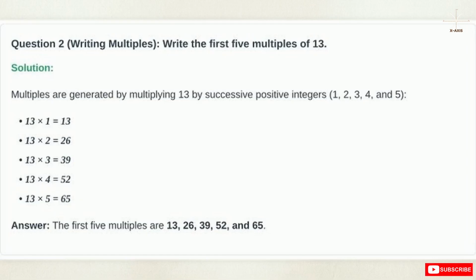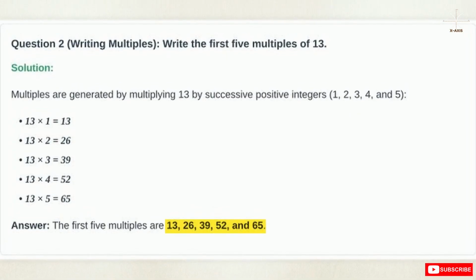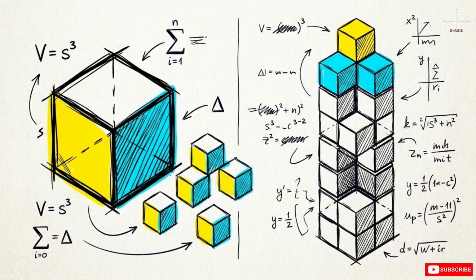This solution shows the opposite task, scaling a number up. Finding the first 5 multiples of 13 involves multiplying the number by 1, 2, 3, 4, and 5 to generate our list: 13, 26, 39, 52, and 65. Recognizing whether a problem asks you to break a starting value down or scale it up is the foundation for everything else on this worksheet.